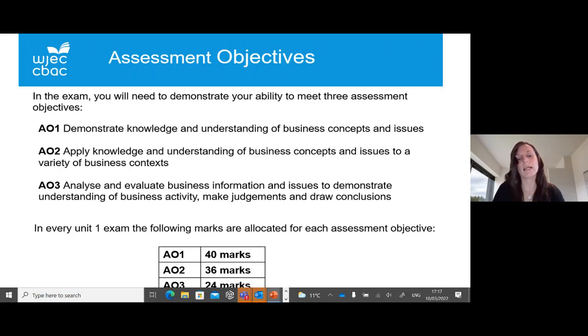And then AO3 generally comes on the longer answer questions, like your 6, 8 and 10 mark questions, where you're having to analyse and evaluate and make judgments and draw conclusions. You'll notice that AO3 is overall 24 marks for Unit 1, because you haven't got as many longer answer questions in there, but still it's a big chunk of marks, especially if you're looking for your A and Bs.